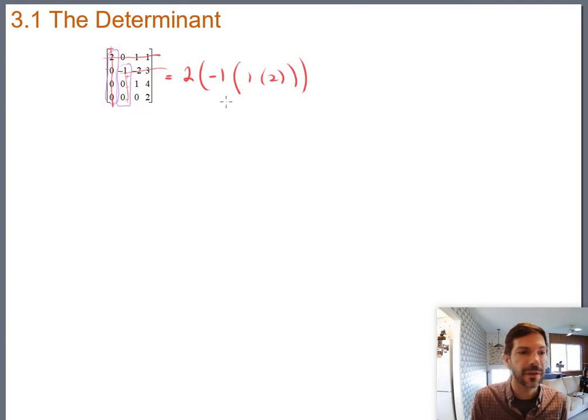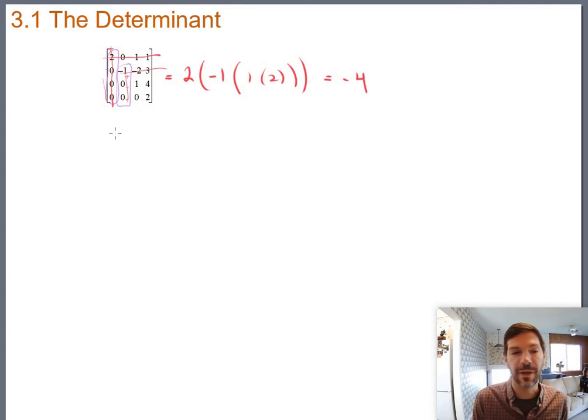But notice what happened here. All I ended up with was the product of the numbers on the diagonal. 2 times -1 times 1 times 2. The only reason I could get away with that was there was always zeros below the main diagonal. If some of those weren't zeros, then I would have had to add at least one extra determinant in here. But with all those zeros below, the determinant is just the product of the main diagonal, which in this case, let's see, is just -2, -4.